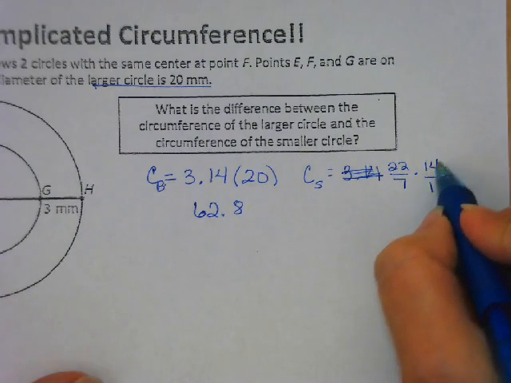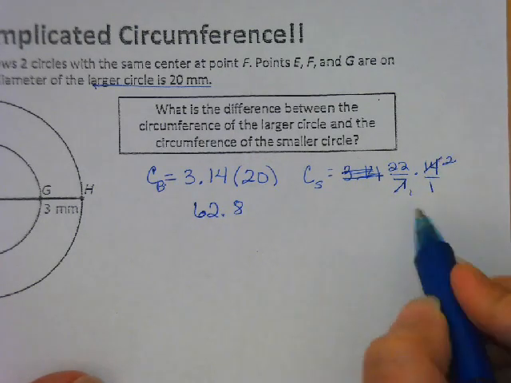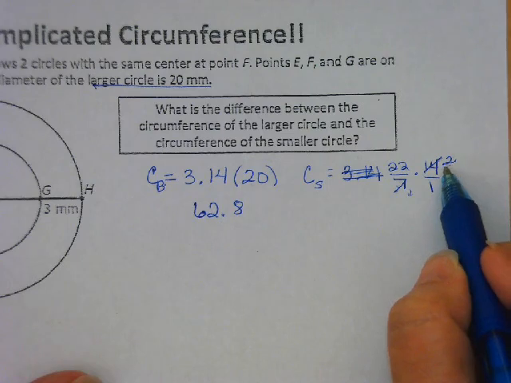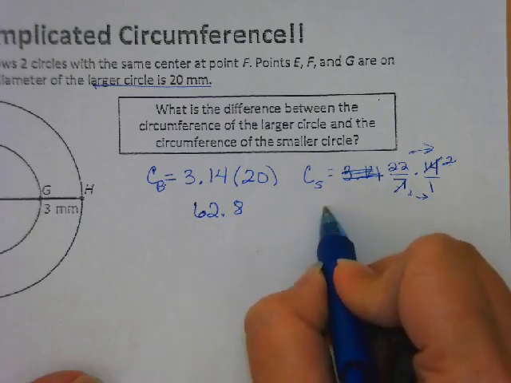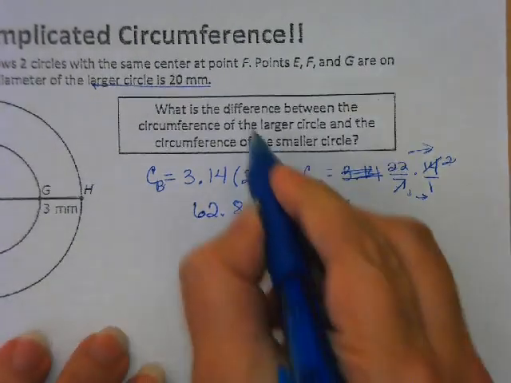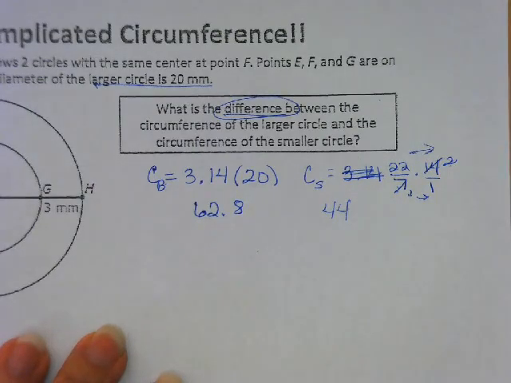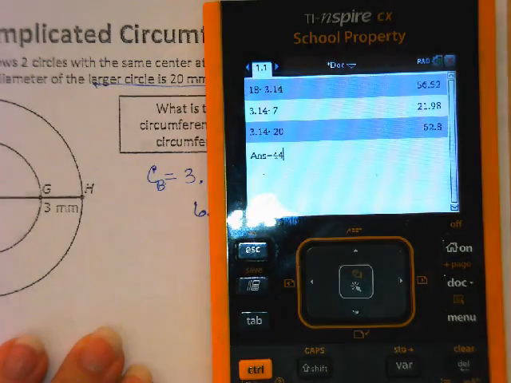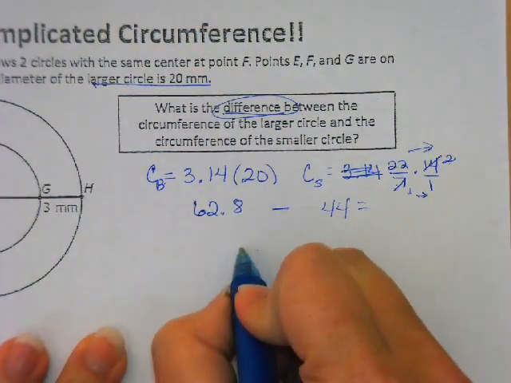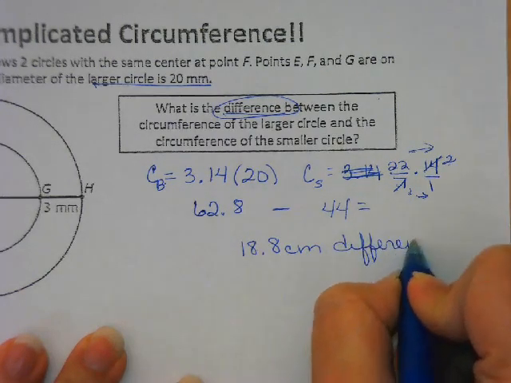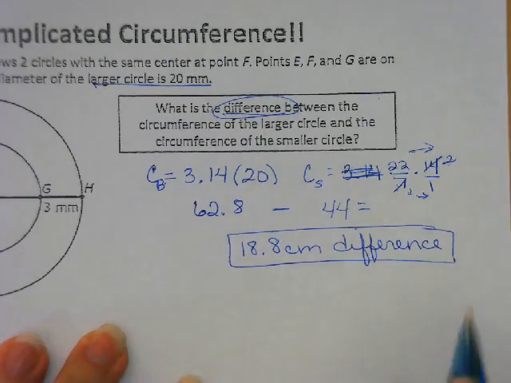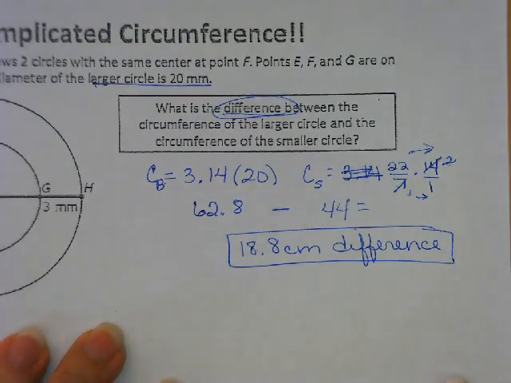But what happens here? We can cross-reduce and get what? 7 goes into 7 once, 7 goes into 14 twice, so top times top, bottom times bottom. The circumference of this one is 44, and it says the difference, so we've got to subtract these. 62.8 minus 44 is 18.8 millimeters difference. Oh, no, millimeters, excuse me, millimeters.